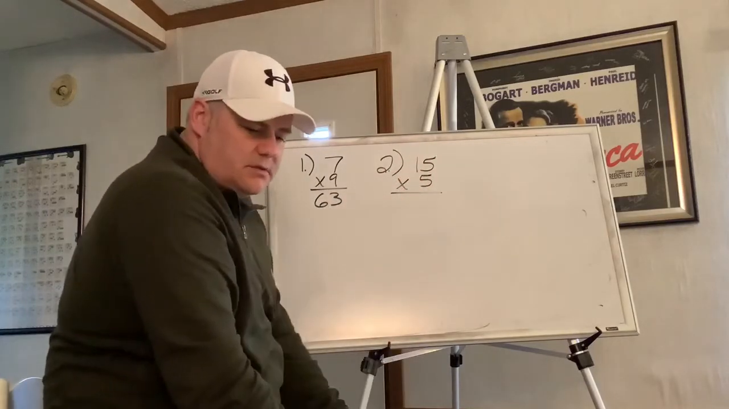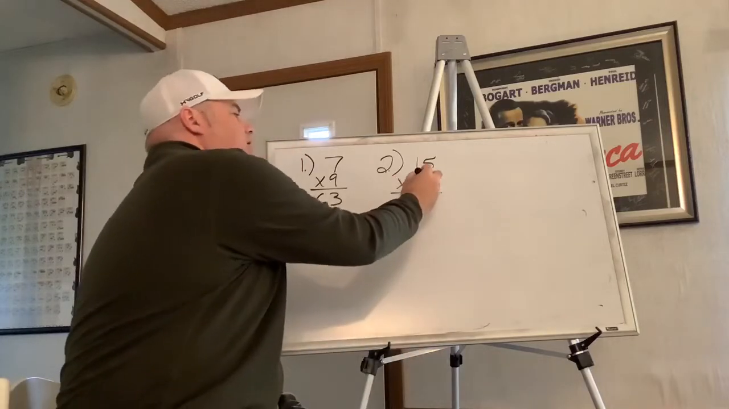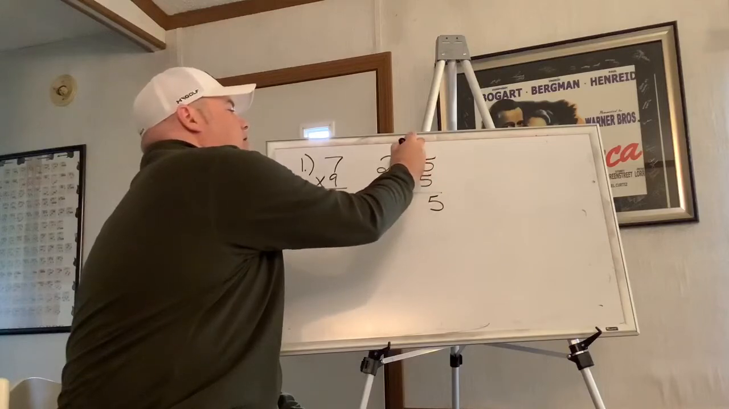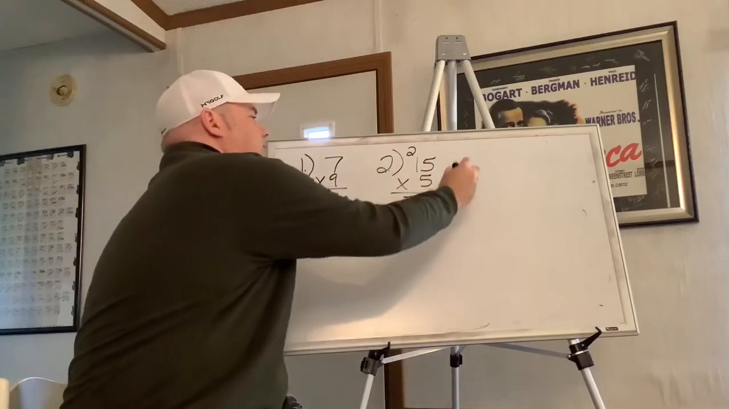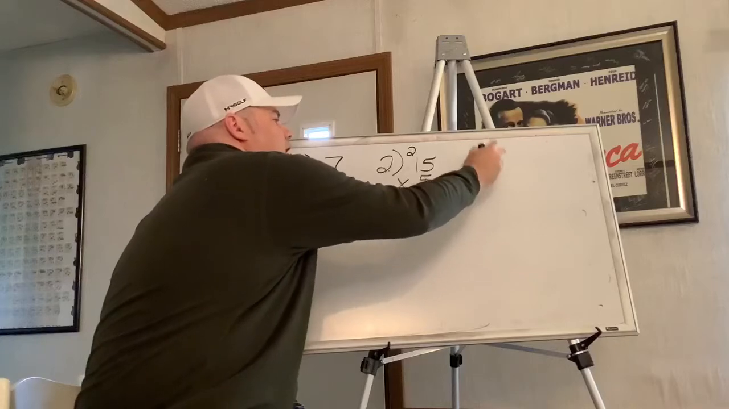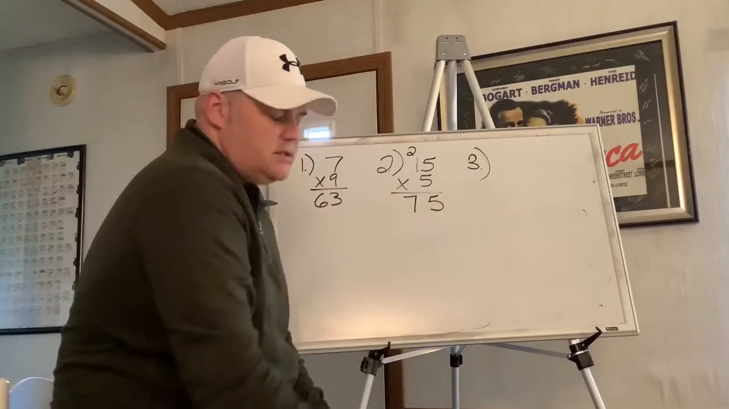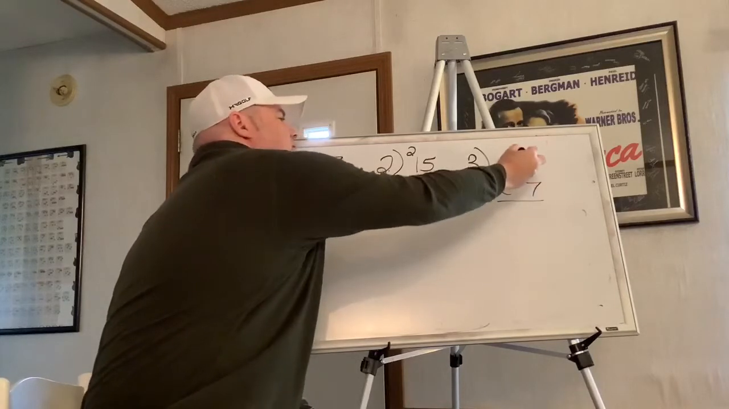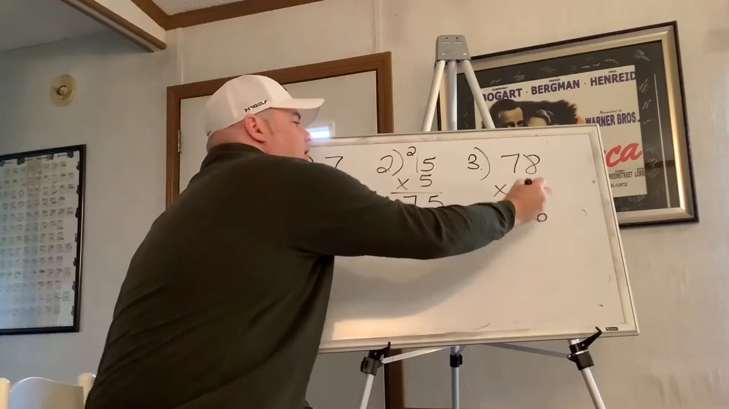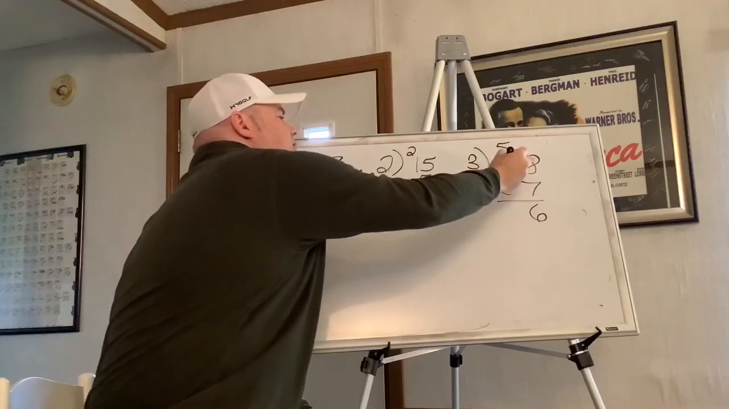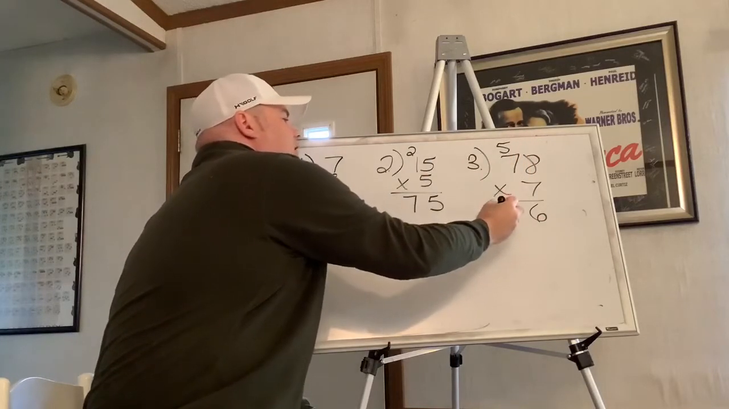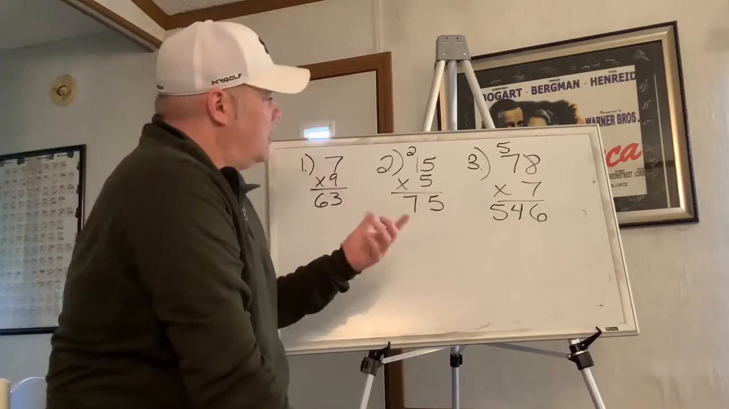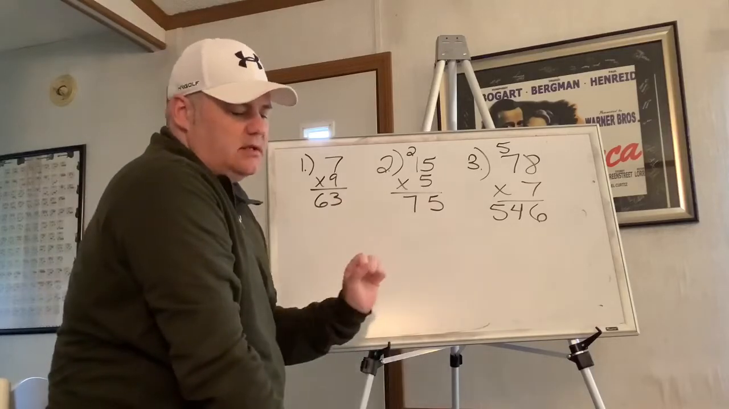Okay, so 2-digit times a 1-digit. So our process was to do 5 times 5, which is 25. Carry the 2. 5 times 1 is 5. Plus 2 is 7, sorry. And then 78 times 7 is 7 times 8 is 56. Carry the 5. 7 times 7 is 49. Plus 5 is 54. Okay, so now if I'm going kind of fast, slow it down, rewind it.